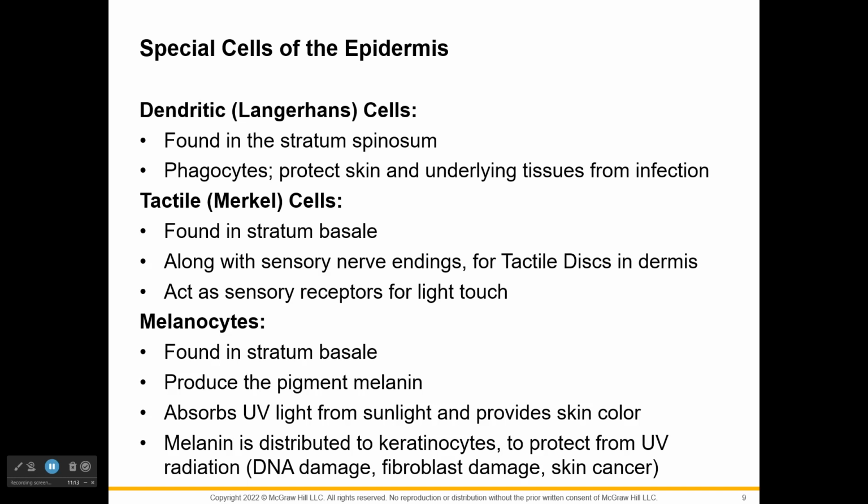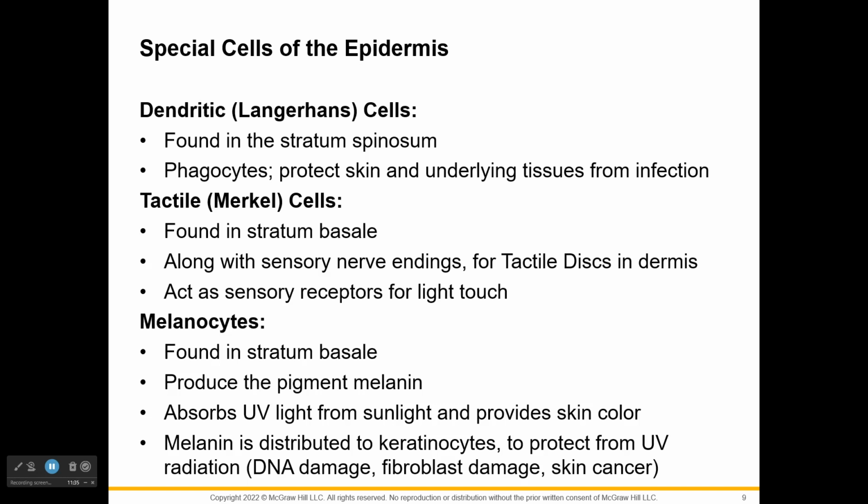Tactile cells are for touch, tactus, touch, and Dr. Merkel maybe discovered these, and they're found in the very bottom layer, stratum basale, and they have these nerve endings called tactile discs, and they can tell if you've been lightly touched, like a mosquito or somebody caressed your skin.